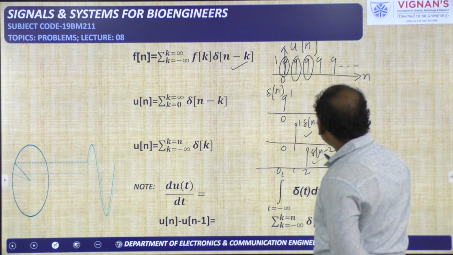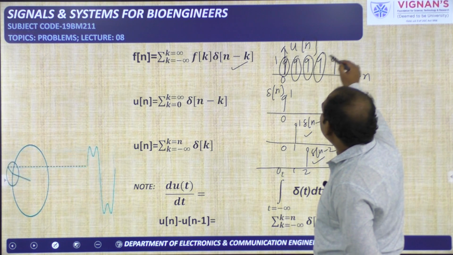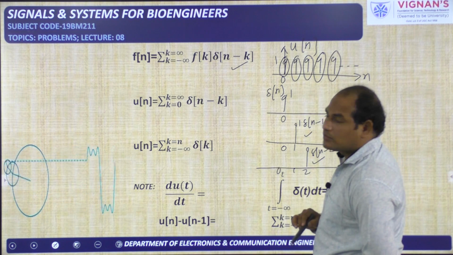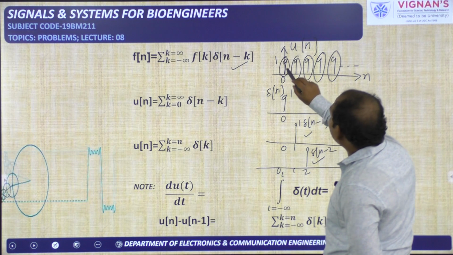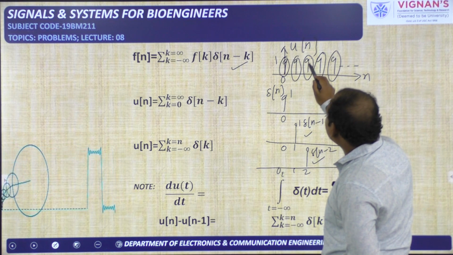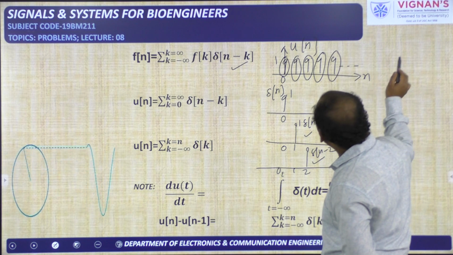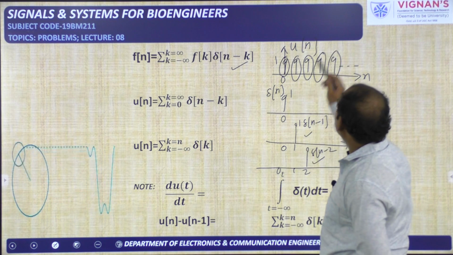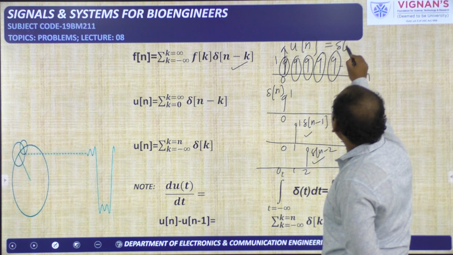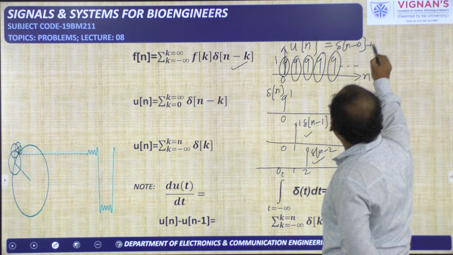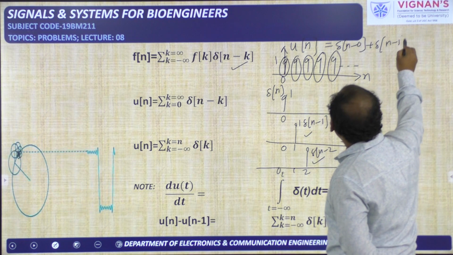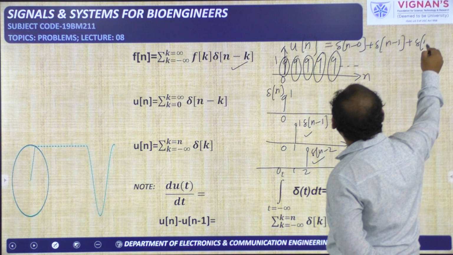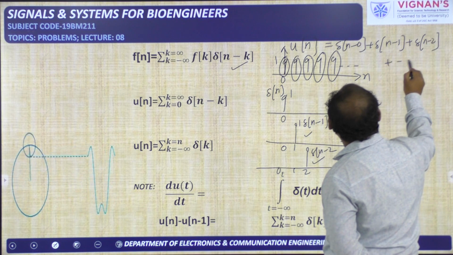2 is covered here. It is del of n minus 3 actually. It is del of n minus 4. So by adding this del of n minus 1, del of n minus 2, del of n minus 3, del of n minus 4 and so on, you will get u of n. Del of n, del of n minus 1, del of n minus 2 and so on.